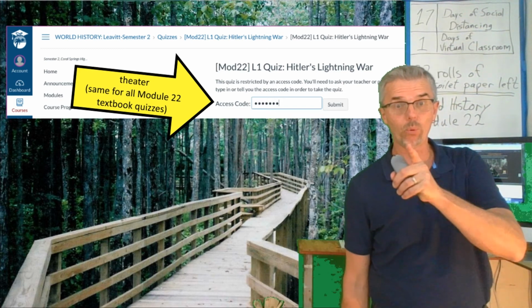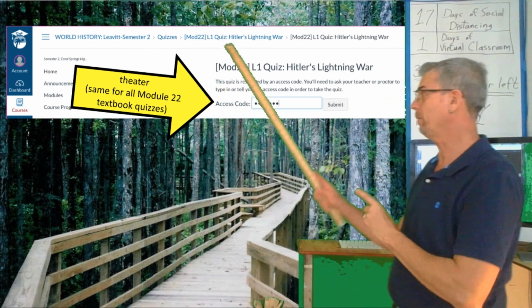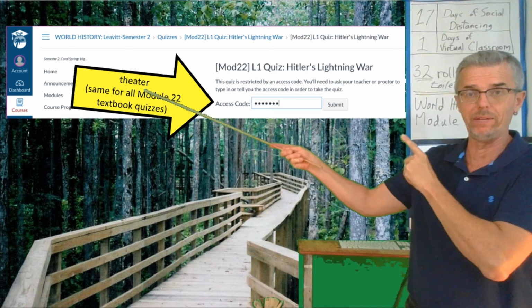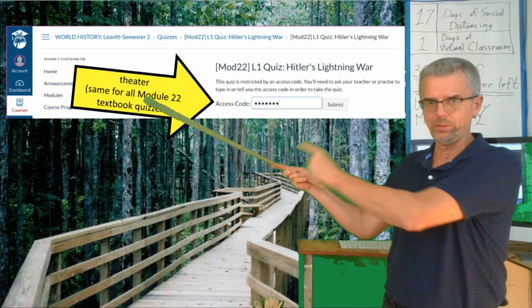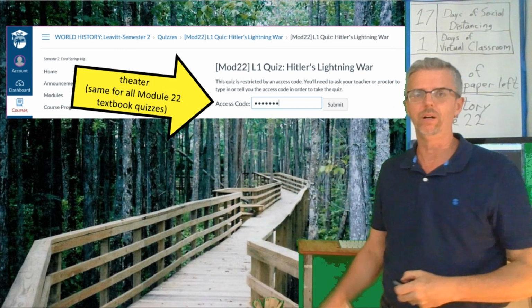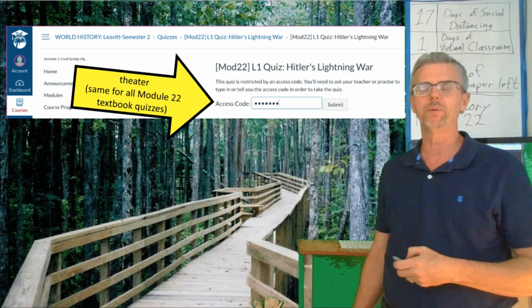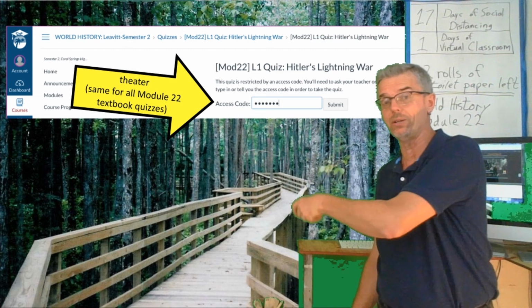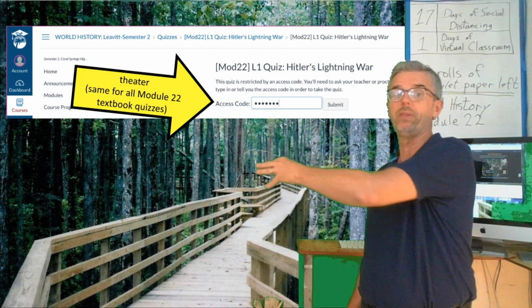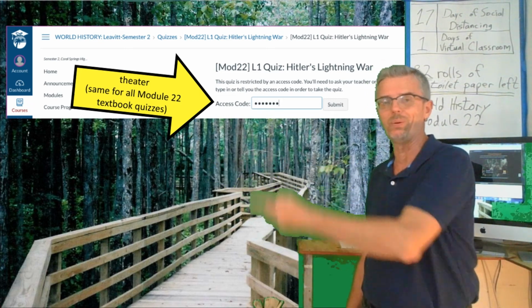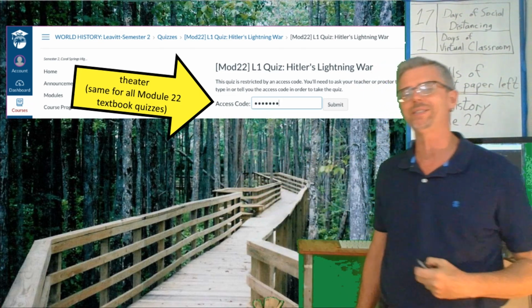And before we're done, I have to tell you the access code for all 5 of the Module 22 quizzes is the same. So theater, theater, theater, theater, theater, all 5 quizzes. So every one of them is going to be theater because there's no other video associated with the other Lesson 2, Lesson 3, Lesson 4, Lesson 5. I'm going to keep the access code the same. So if you watched one video, you get to take all 5 quizzes.